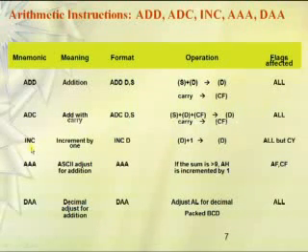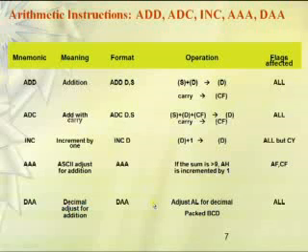Now we have increment. It increments the destination by 1, so D plus 1, and the result is again stored in the destination operand. All the flags are affected except the carry flag. Now we have AAA, which is ASCII adjust after addition. This is used in case of addition between two ASCII operands. If the sum is greater than 9, the value in AH will be incremented by 1. And DAA, decimal adjust after addition, is used in case of BCD addition.